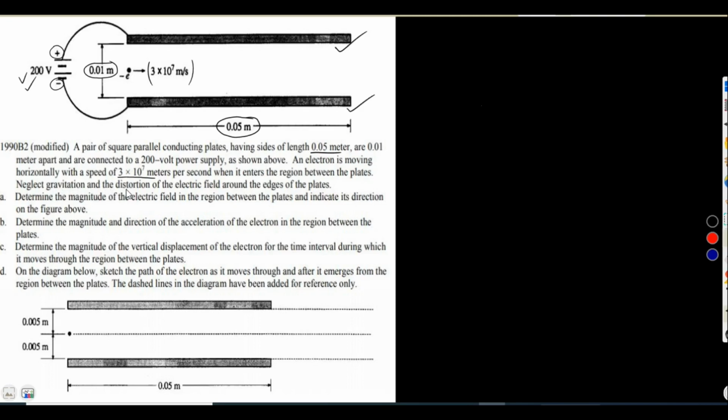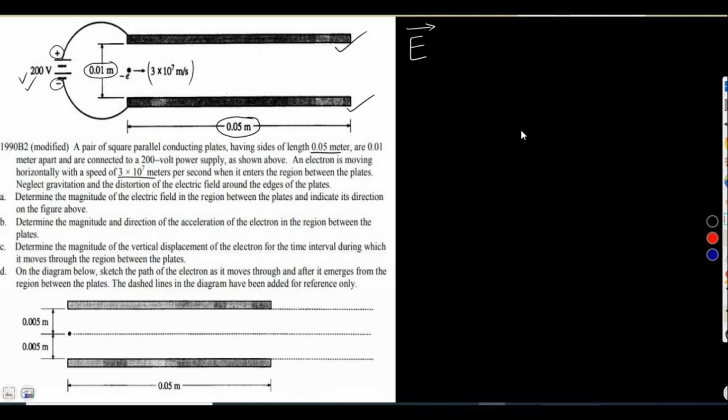Neglect gravitation and distortion of the electric field around the edge of the plate. So we have to neglect gravitation and any fringing effect, right? Determine the magnitude of the electric field in the region between the plates and indicate its direction. So we have to find the magnitude and direction of the electric field.